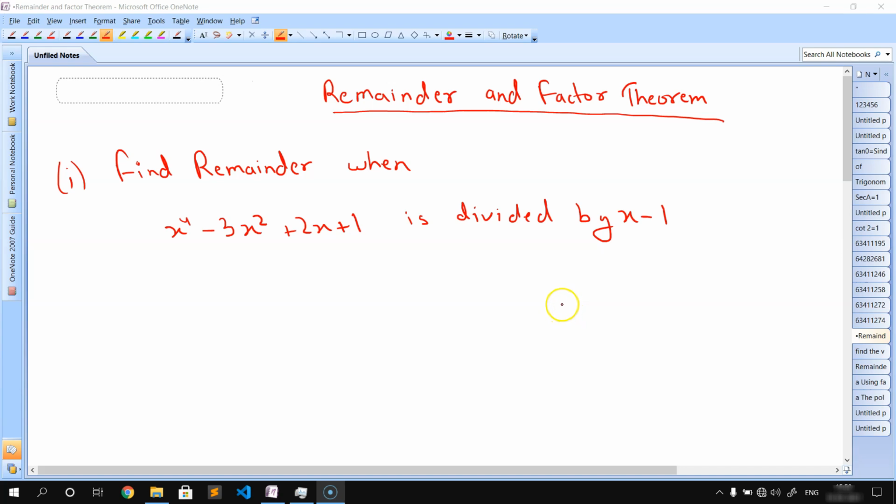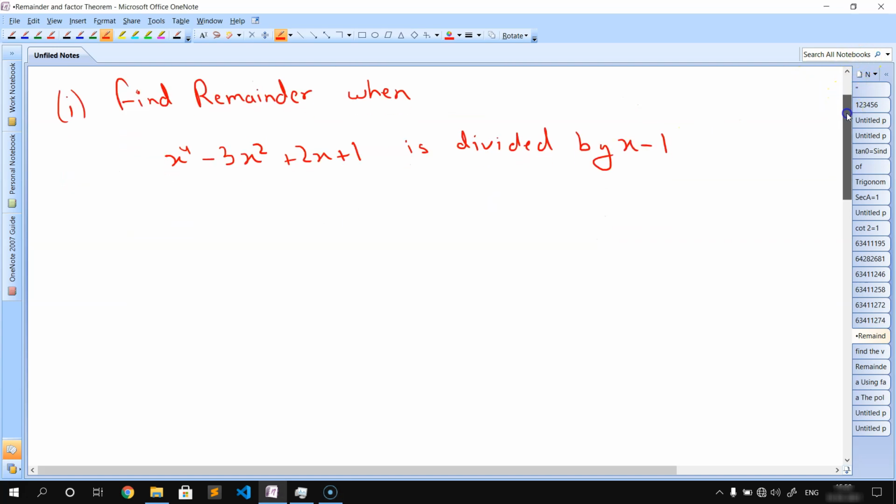So today we are going to start with the remainder and factor theorem. The method of finding the remainder without actually performing the process of division is called the remainder theorem. Let's see how to solve the questions of this chapter.